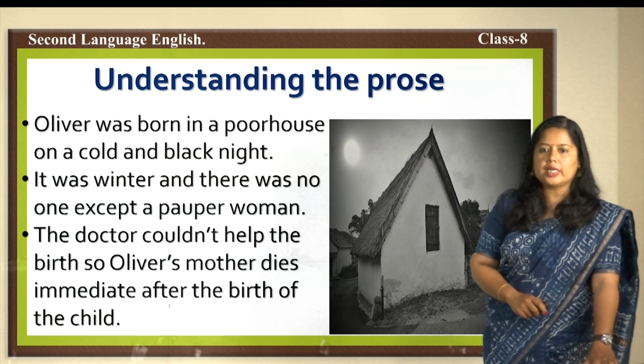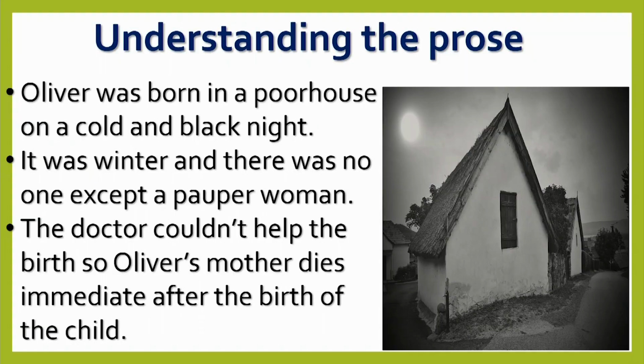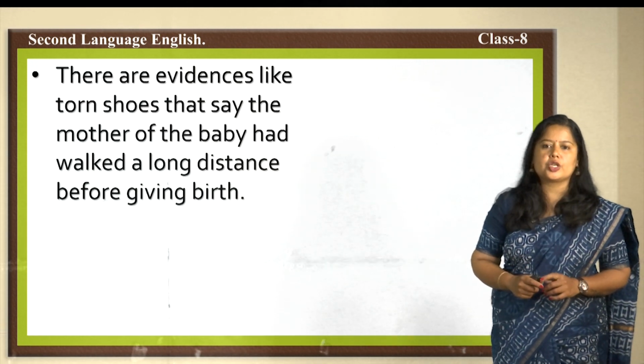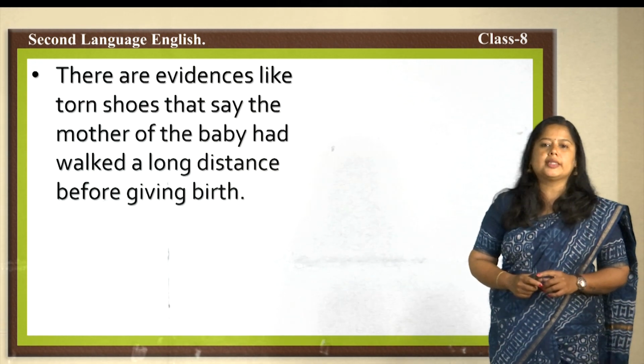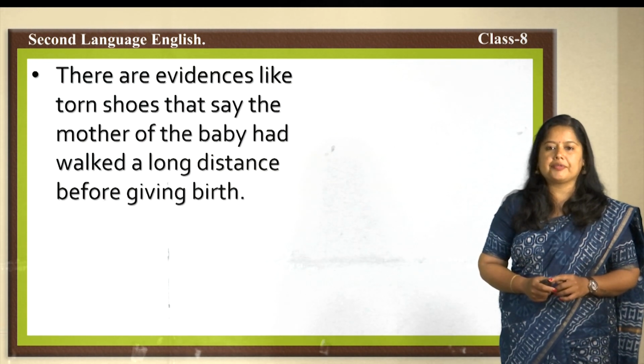The doctor couldn't help with the birth, so Oliver's mother died immediately after the birth of the child. The pauper woman tried to get help from a doctor, but unluckily by the time the doctor reached the poor house, the baby was delivered and the mother was dead. Coming to the next part, there are evidences like torn shoes that say the mother of the baby had walked a long distance before giving birth.